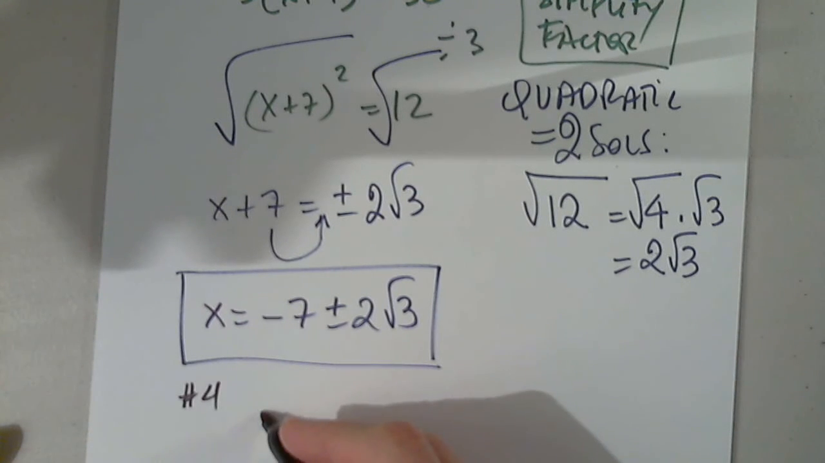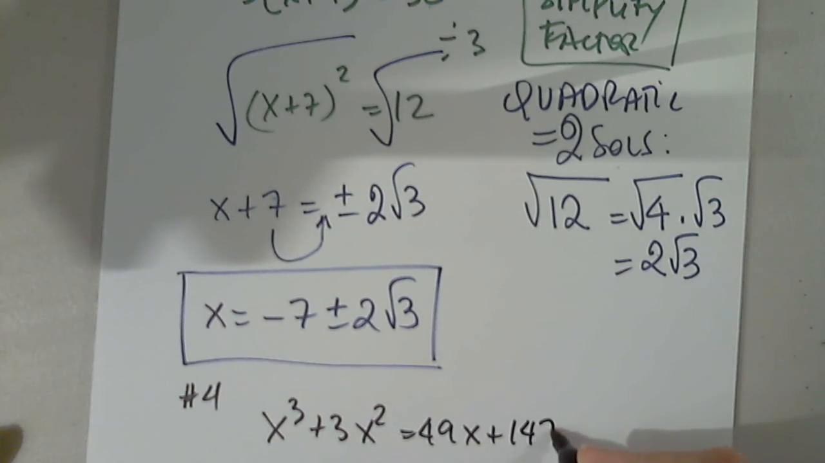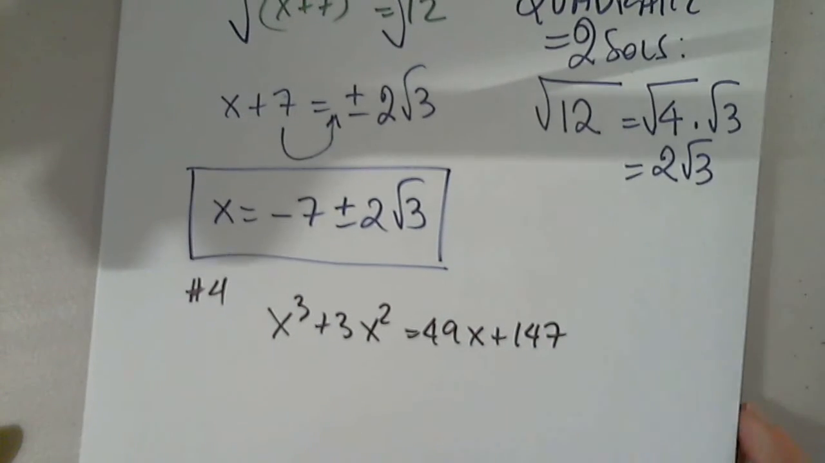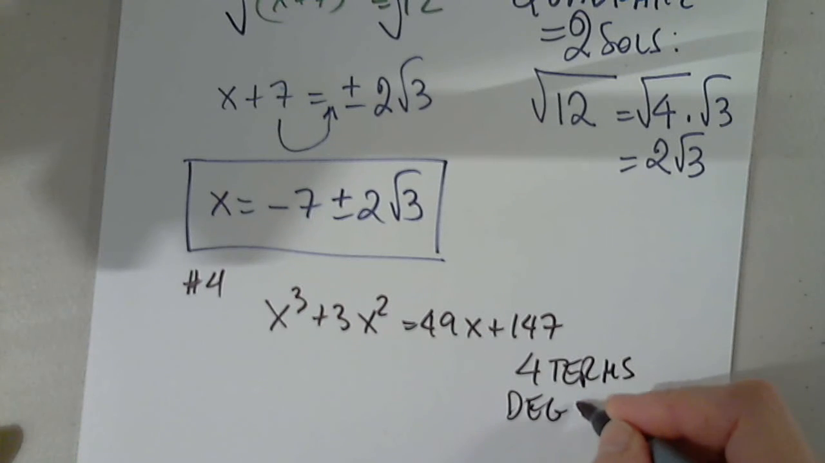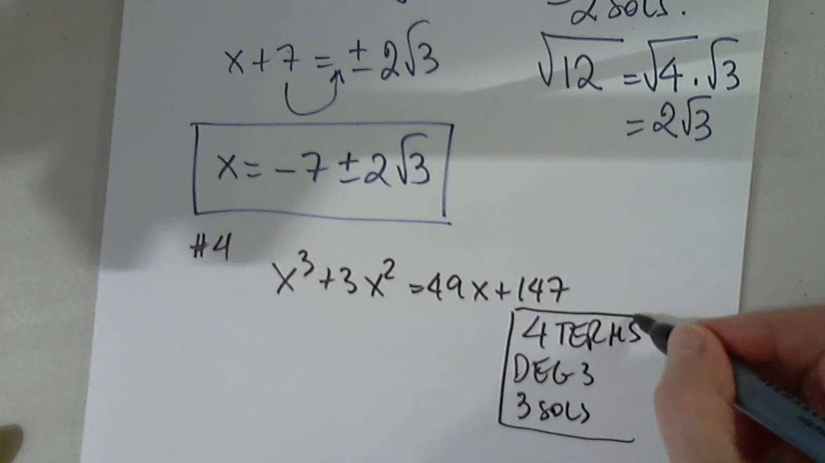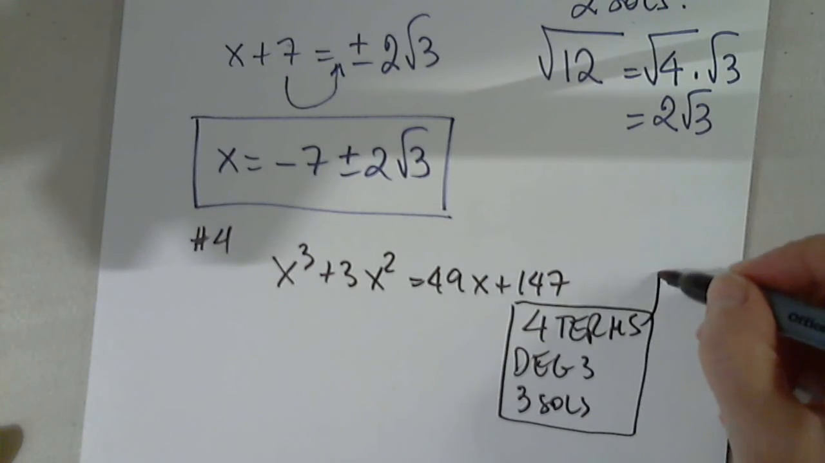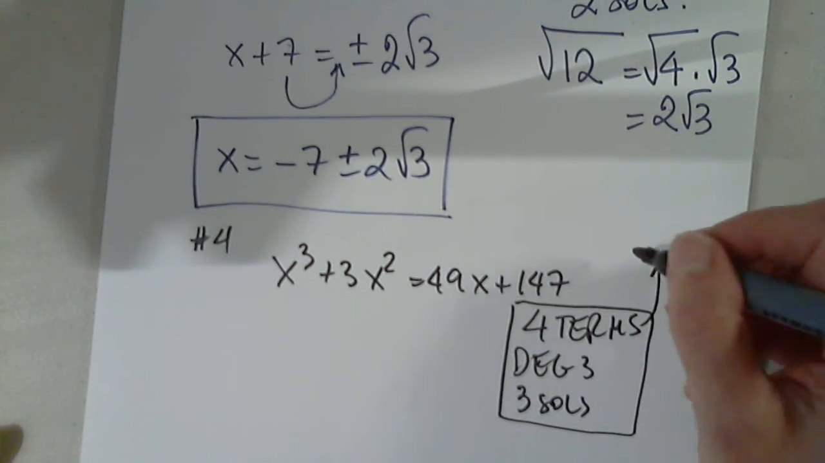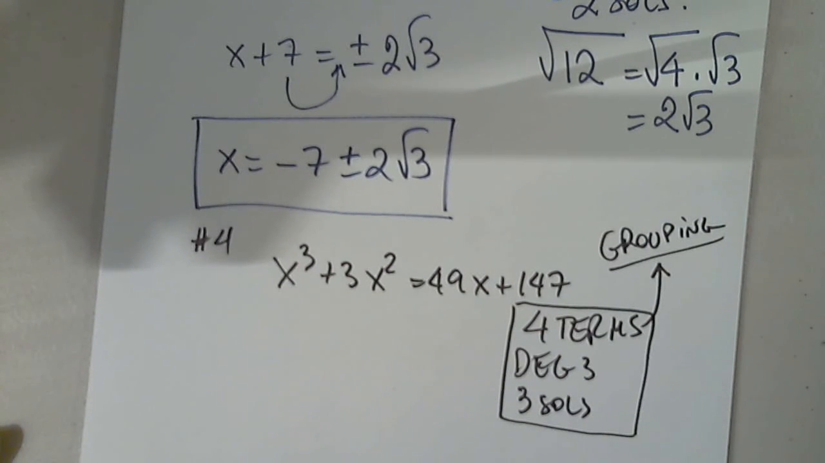Yes, number 4. So we have x to the third plus 3x squared equals 49x plus 147. This should immediately ring a bell because it's 4 terms, and it's also degree 3 and 3 solutions. This is what you should write on your scratch paper right away when you see this equation. Because when you see 4 terms, immediately it should come back: grouping. So if you take the time between now and Tuesday and redo, you will be very happy, I promise you.